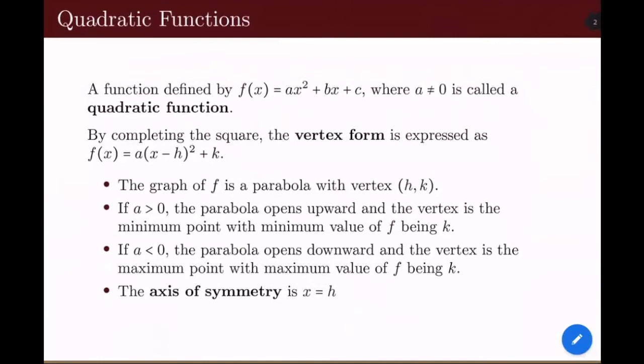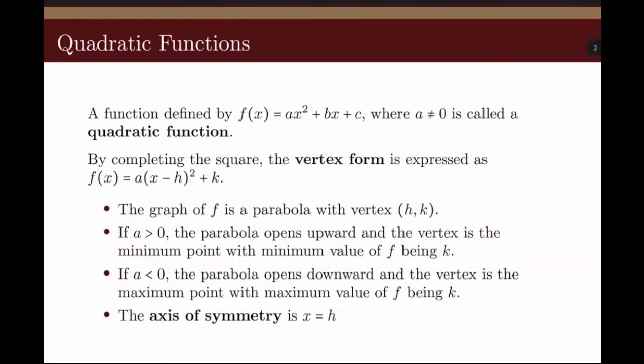First, a quadratic function. A function defined by f of x equals ax squared plus bx plus c, where a is not 0, is called a quadratic function. For example, if you had f of x equals 2x squared minus 3x plus 7, this would be a quadratic function. It's important that a is not 0 because if we eliminate our first term, what we would have left over would just be a linear function. So this is a quadratic function because it has the x squared.